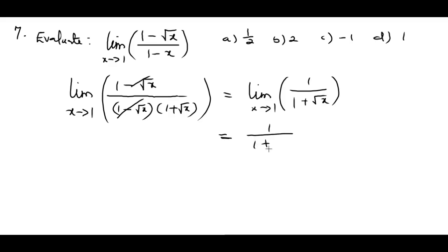So this is 1 over 1 plus root 1. Root 1 is 1. 1 plus 1 is 2. So the answer is 1 over 2. And that makes option A the correct answer.